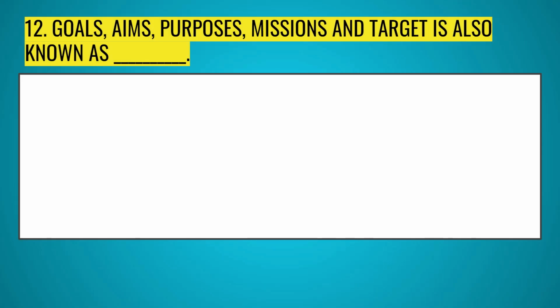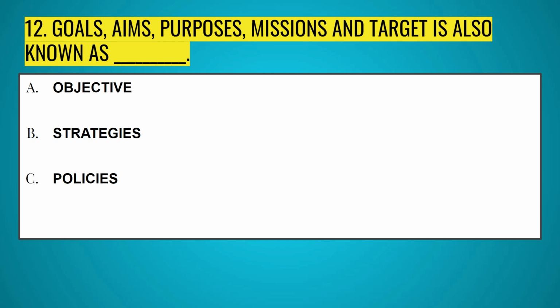12. Goals, aims, purposes, missions, and targets are also known as option A. Objective. Option B. Strategies. Option C. Policies. Option D. Rules. The answer is option A. Objective.